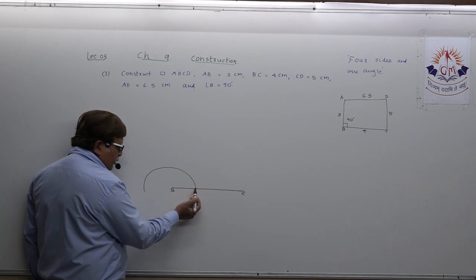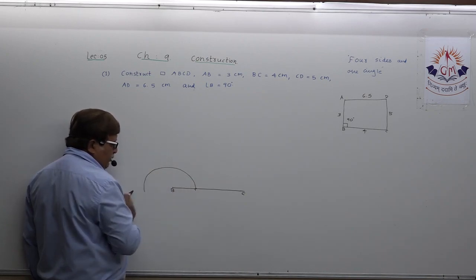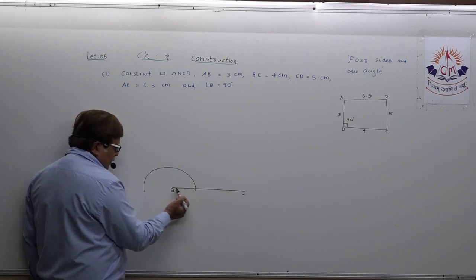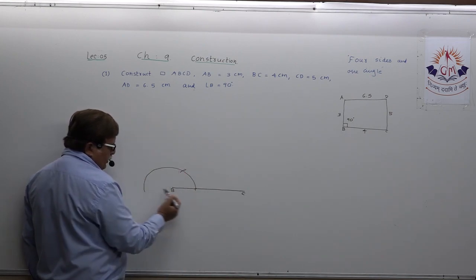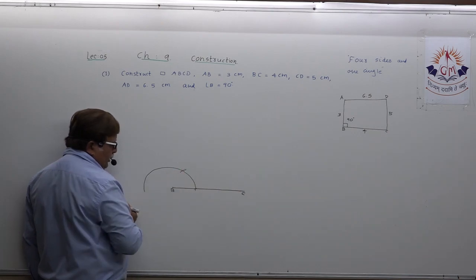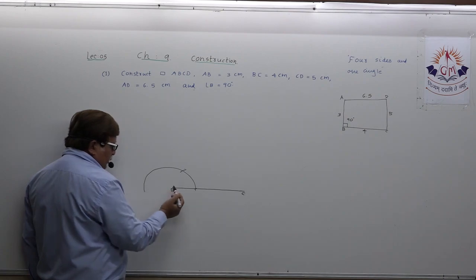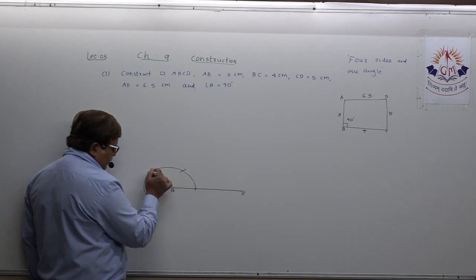Now center your compass here. I am not going to show that because I have shown it in lecture number 4. Keeping the same radius, center your compass and draw an arc. Okay. You have to center your compass here and draw an arc. Keeping the same radius, now center your compass here and draw another arc.